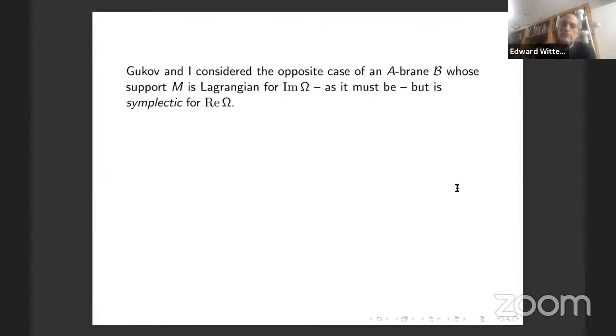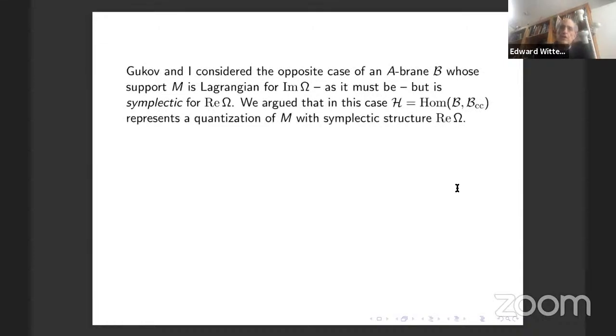Now, Gukov and I considered the opposite case of an A-brane whose support is Lagrangian for M omega, as it's required to be, but is symplectic for real omega. In other words, instead of assuming that real omega was 0 restricted to M, we consider the opposite case where real omega is non-degenerate when restricted to M. And we show that in this case, Hom from B to BCC represents a quantization of M with symplectic structure real omega. So this is a situation where we can make the A model produce something which is appropriate as a quantum state space.